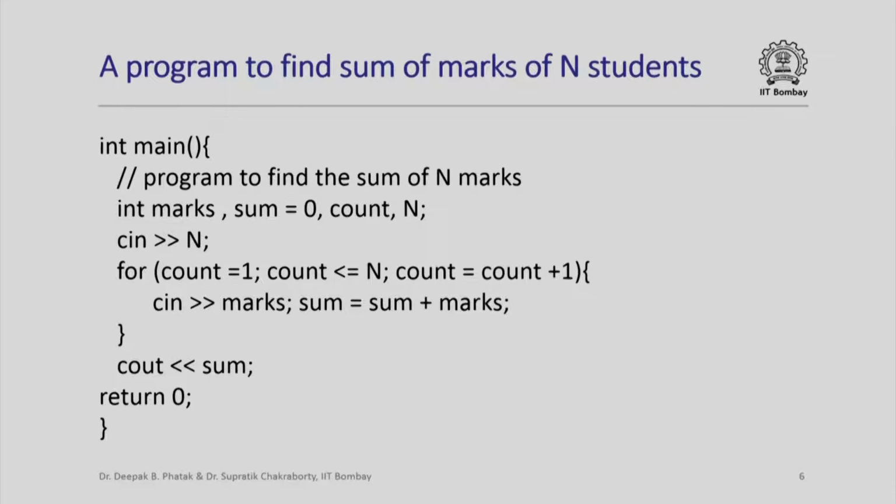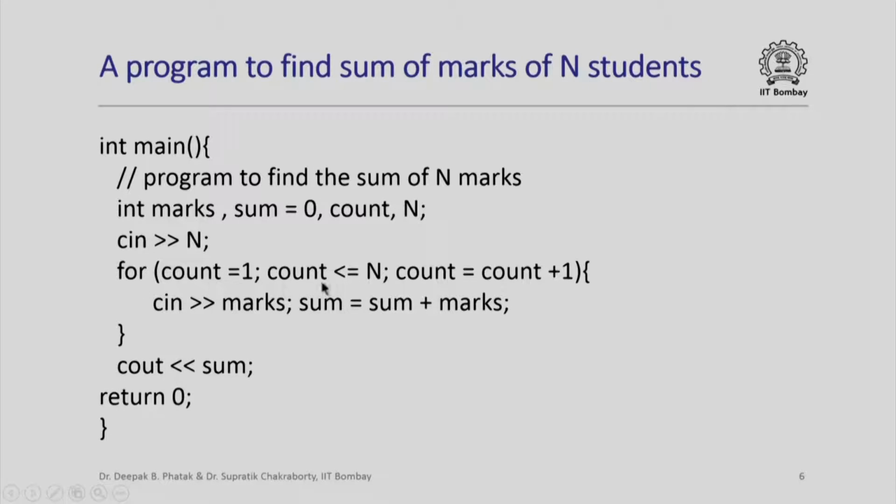Here is a program which finds the sum of marks for say n students. Suppose they have given a quiz and the quiz marks are available. I now declare only a single variable marks. I of course declare sum with an initial value of 0. I propose to use count as an integer variable to set up a for iteration. You are familiar with the for iteration. N is the number of marks or number of students whose marks I wish to add. I input the value of n and I set up this iteration.